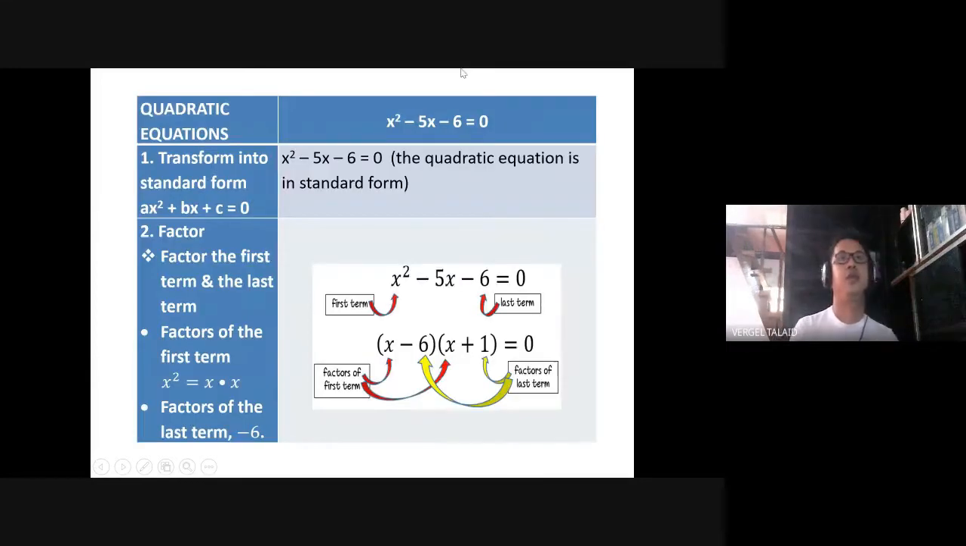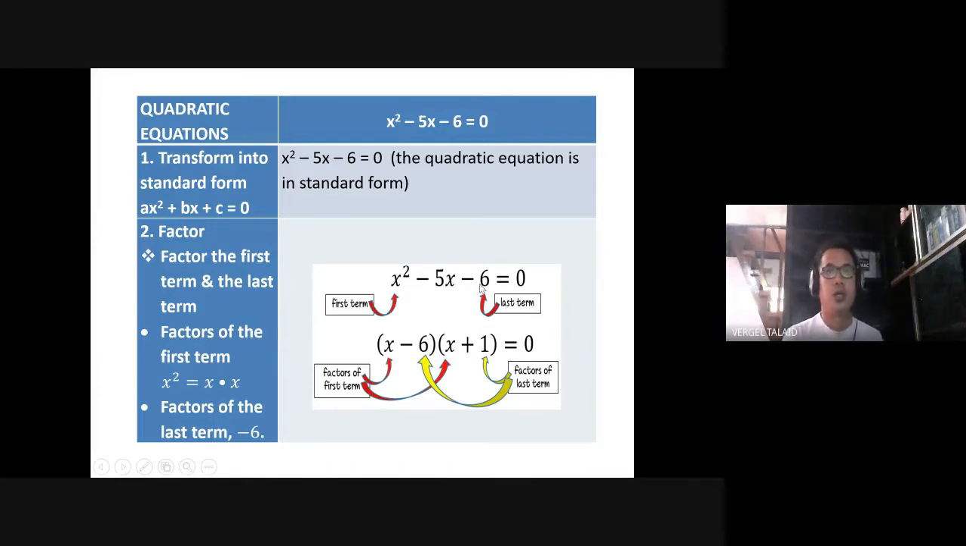For example, we have here x squared minus 5x minus 6 is equal to 0. First thing first, we are going to transform in standard form ax squared plus bx plus c is equal to 0. Since the quadratic equation is already written in standard form, then proceed to factoring. So this time, we have here a quadratic trinomial x squared minus 5x minus 6.